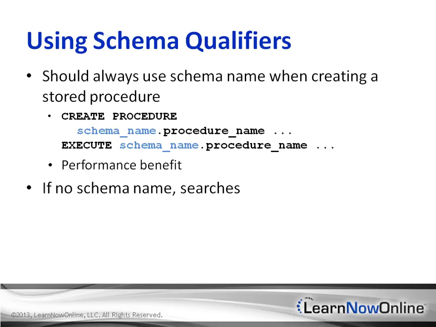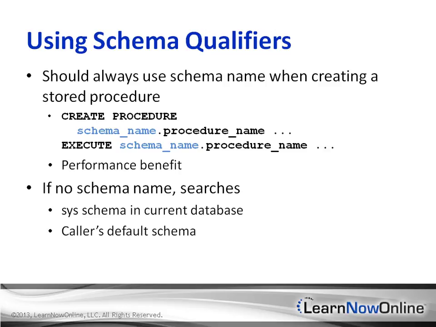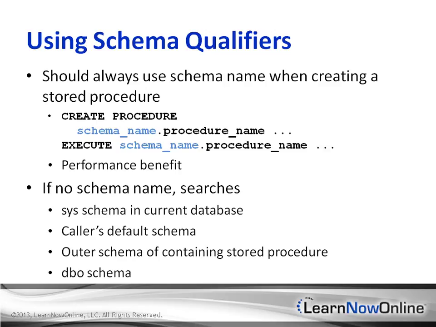Because if the schema is not specified in the code that invokes the stored procedure or other code, then SQL Server first attempts to resolve the schema in a specific order. First, it looks at the sys schema of the current database. This is essentially looking for any system stored procedures within the database. Then it looks at the caller's default schema. And then it looks at the outer schema of the containing stored procedure if this is being invoked from another stored procedure. Then finally, it looks at the DBO schema, the database owner schema.